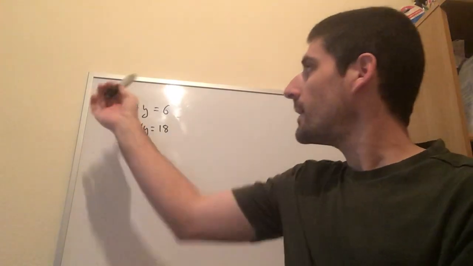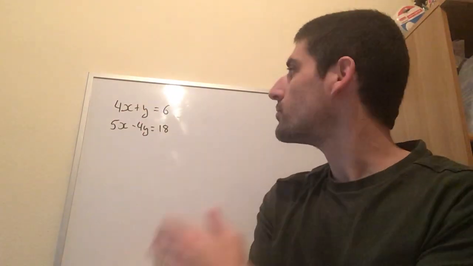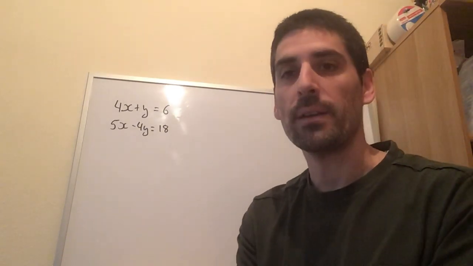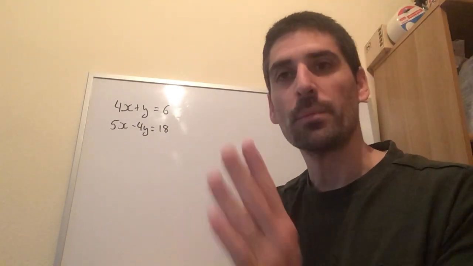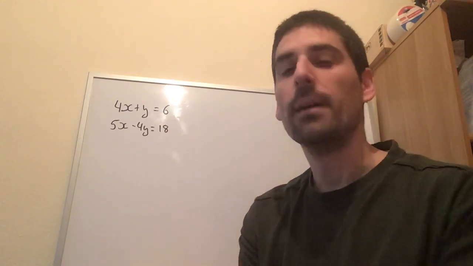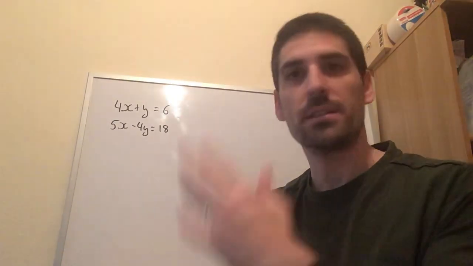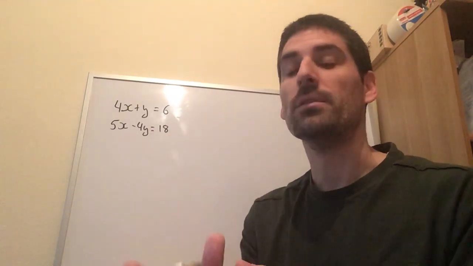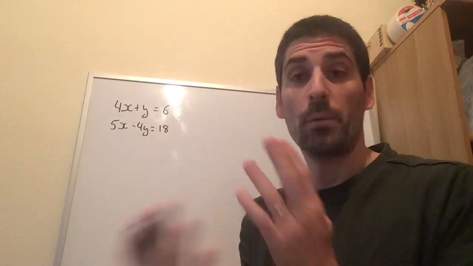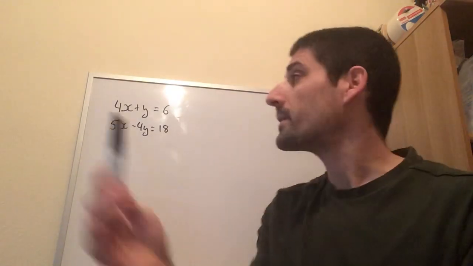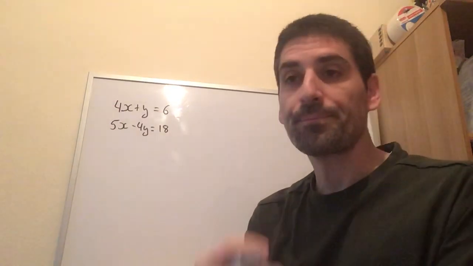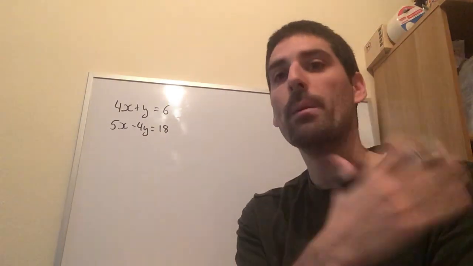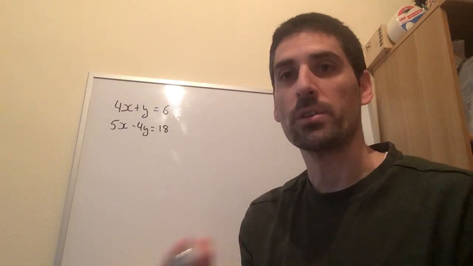So here I've got my two simultaneous equations, 4x plus y equals 6 and 5x minus 4y equals 18. Not the easiest, most straightforward example I could have chosen, but there you go. If you can do this, you can do all of them. So we're not going to be substituting, we're not going to be adding or subtracting equations, we're just going to be drawing graphs. Now, if you think about it, 4x plus y is just the equation of a straight line, if you remember from when we were plotting the equations of straight lines.